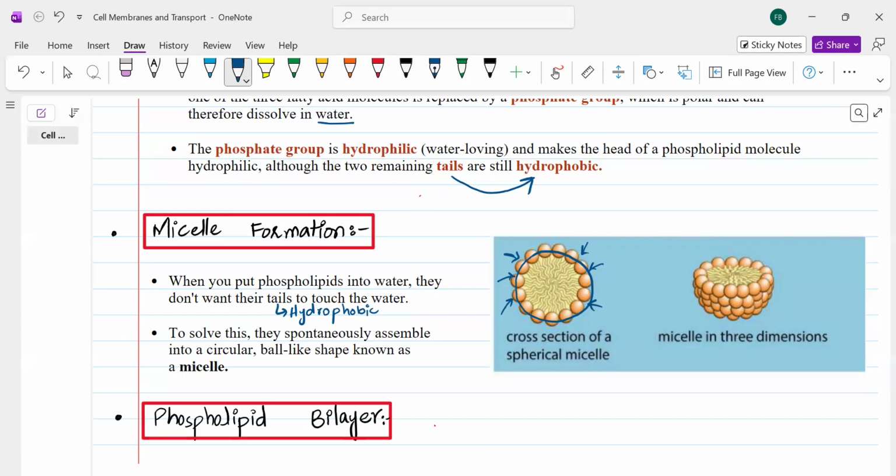And if they ask you what the composition is, you will say that there will be the head part outside and the tail part inside. This is the condition only when you have an aqueous environment outside. This is the aqueous environment, right?